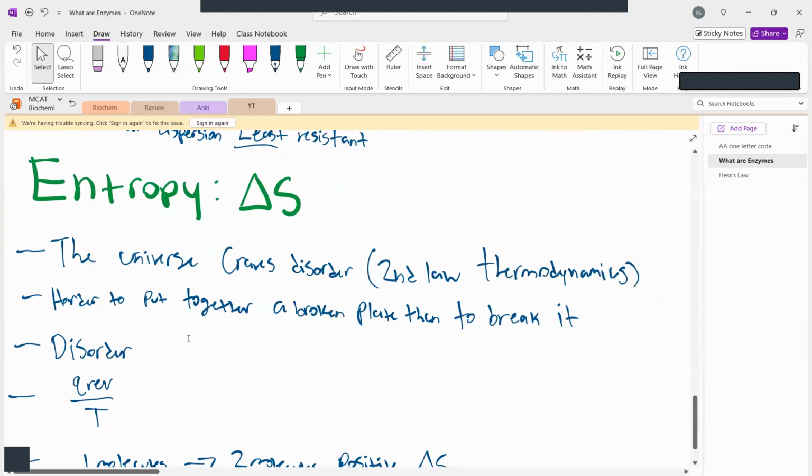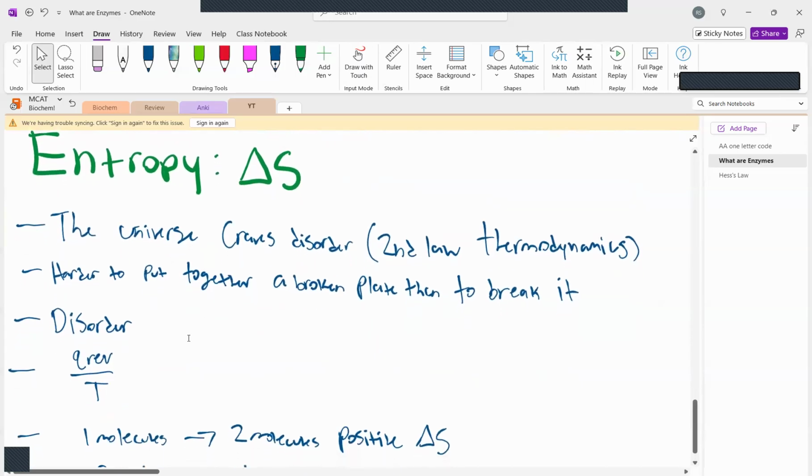Then you have entropy, which is your delta S. The universe craves disorder. That's kind of how I think of the second law of thermodynamics, that everything is just sort of going into chaos. So, for example, it's harder to put together a broken plate than to break it.